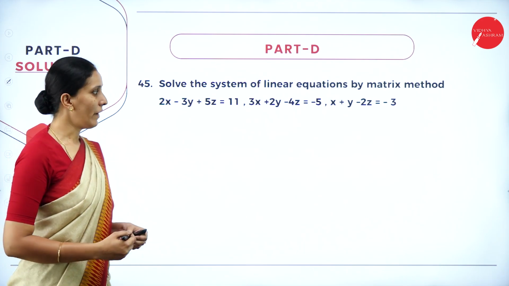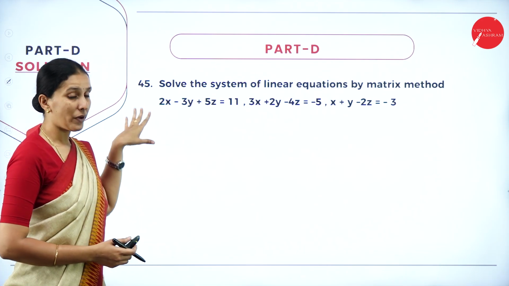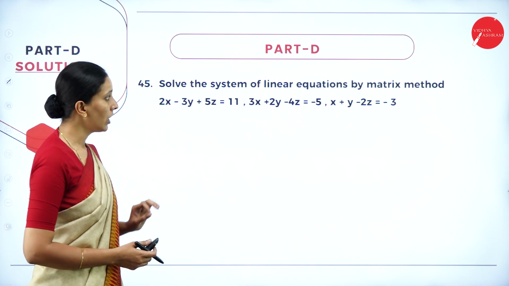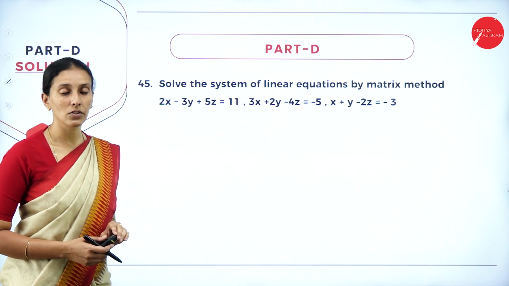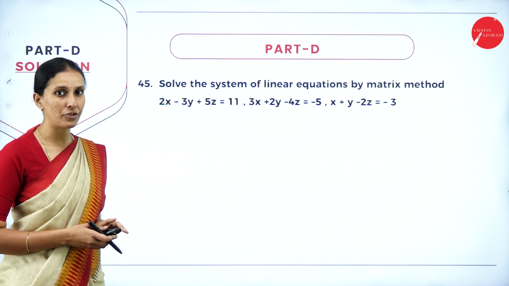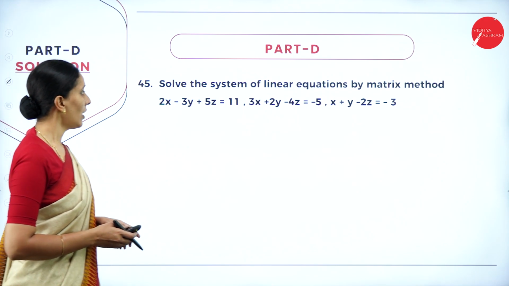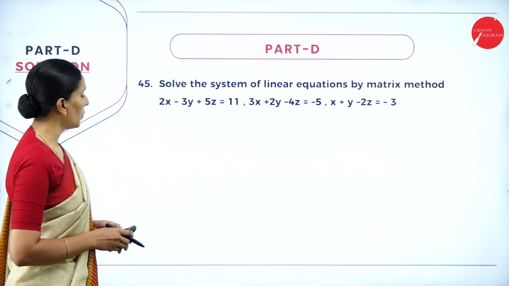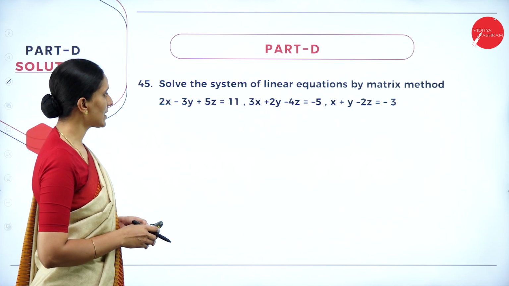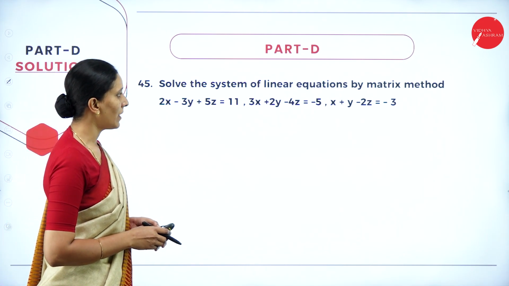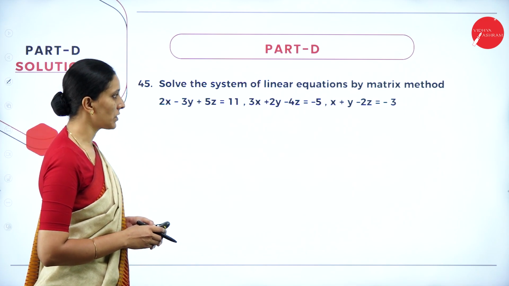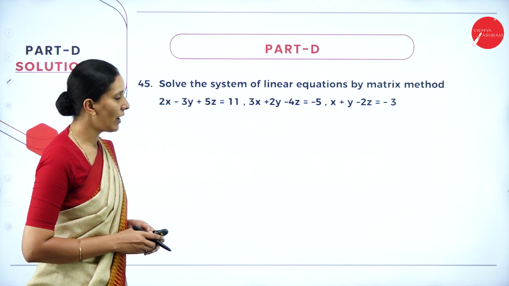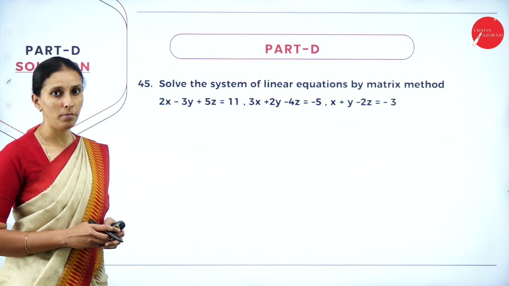Next question, a very important question. That means the question number 45 is fixed for the matrix method, that is solving linear equations by matrix method using determinants. Now they have given a system of linear equations here. 2x minus 3y plus 5z equals 11. 3x plus 2y minus 4z equals minus 5. x plus y minus 2z is equal to minus 3.